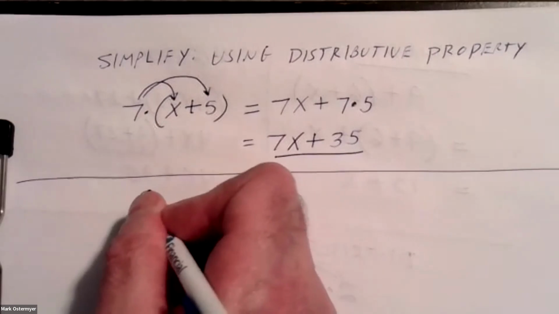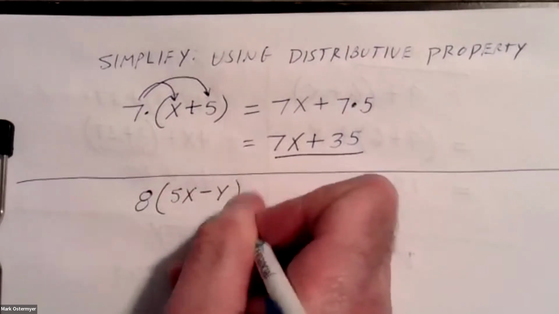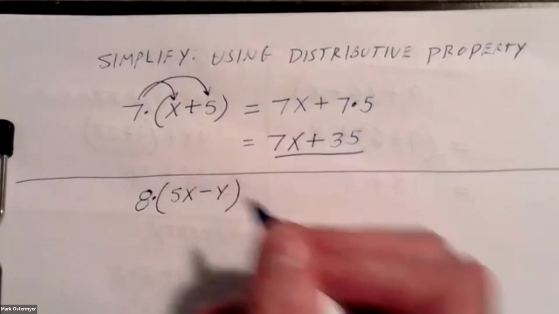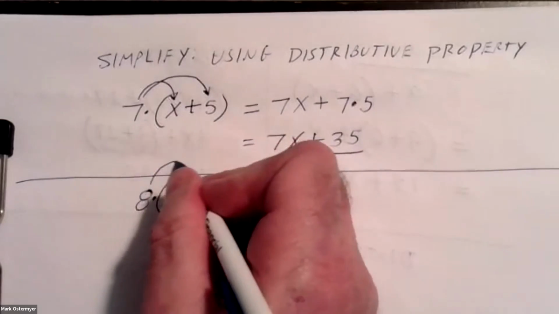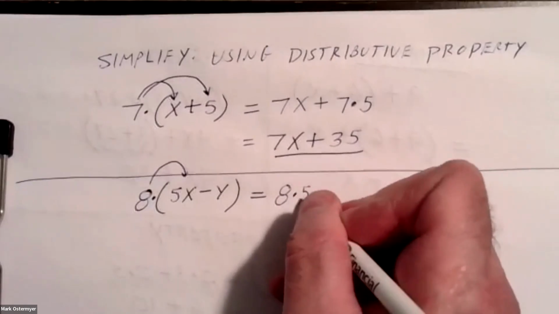Let's try another one. How about 8 times 5x minus y? Let's try to simplify this algebraic expression by using our distributive property. So what does that mean we're going to do? Well, that means I'll take the 8 and multiply it by the what? The 5x.